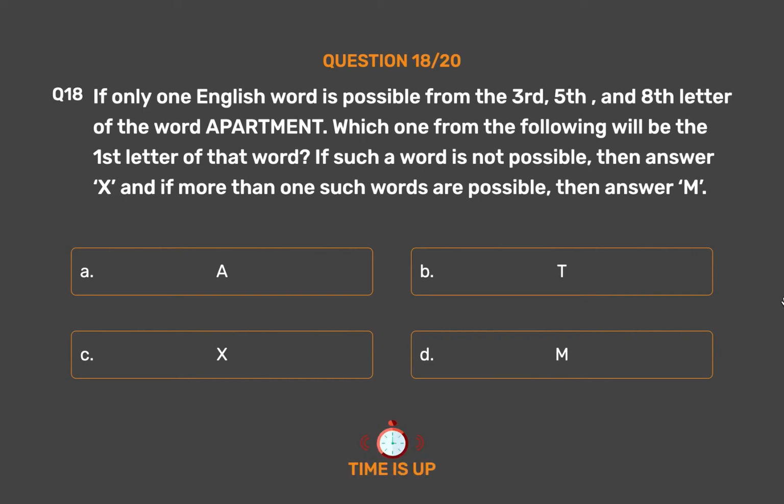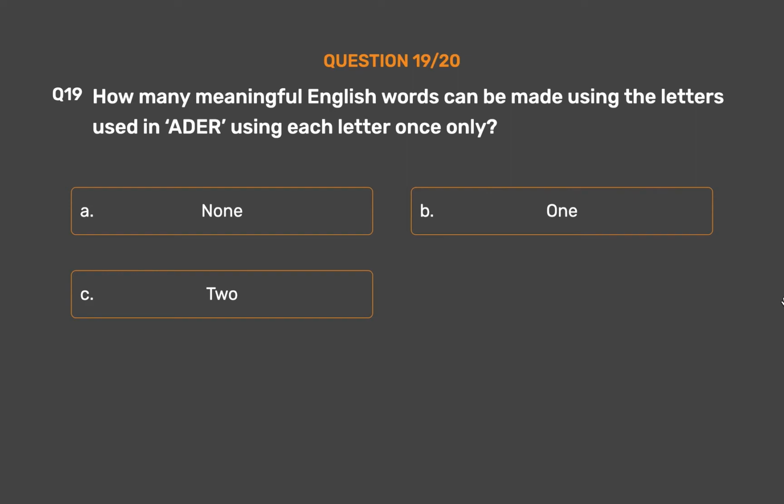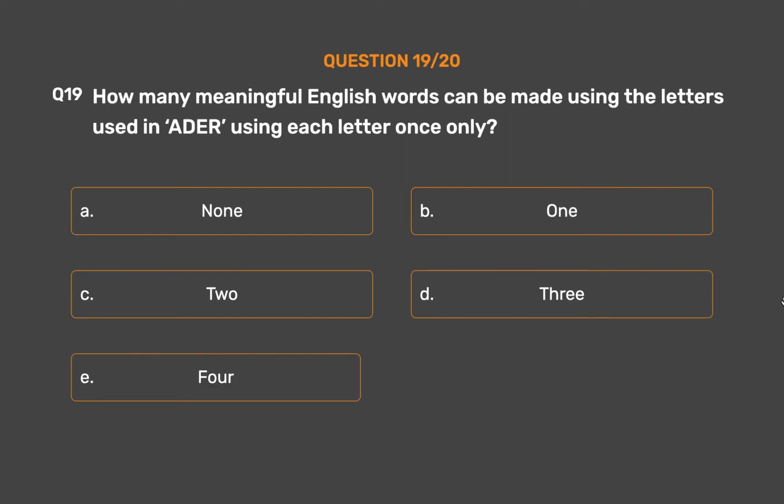The correct answer is option D. M. Question number 19. How many meaningful English words can be made using the letters used in other, using each letter once only? Option A. None. Option B. 1. Option C. 2. Option D. 3. Option E. 4.